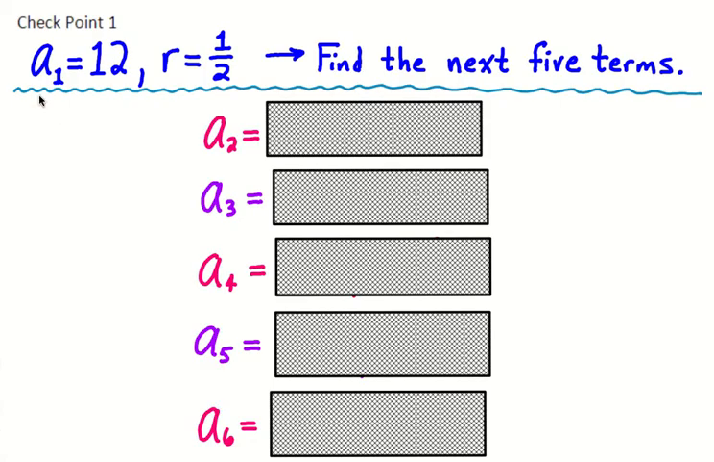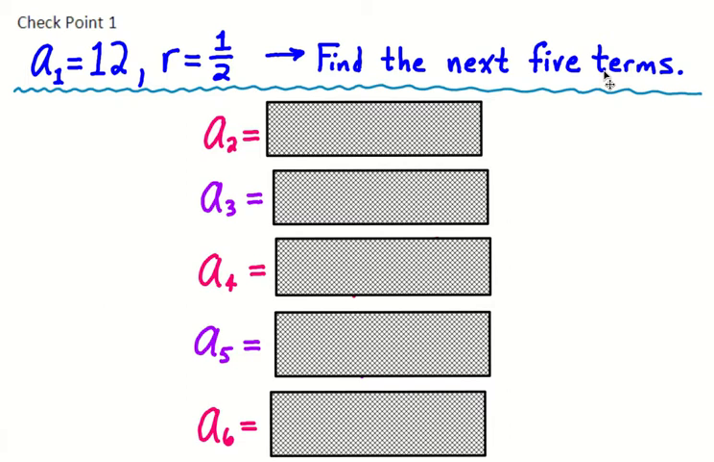And still looking at the basics here of what a geometric sequence is, what if you had an example where you were told that the first term, a sub 1, is 12, and you were told that the common ratio of this geometric sequence was equal to 1/2, and you were supposed to find the next 5 terms.